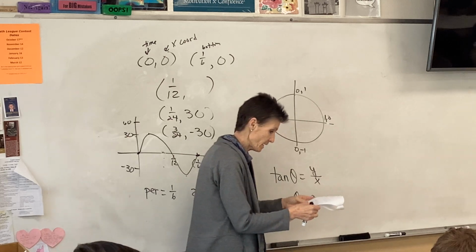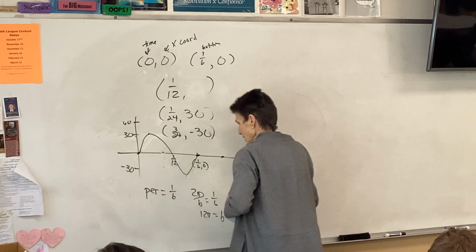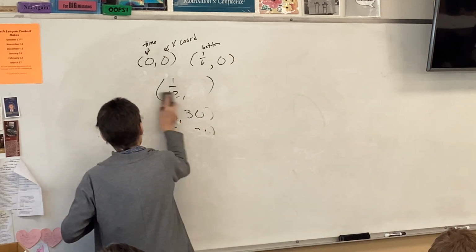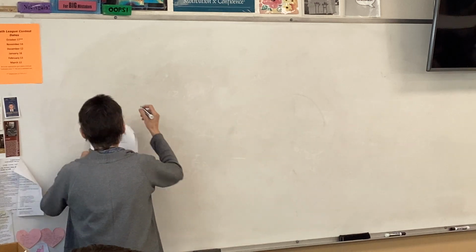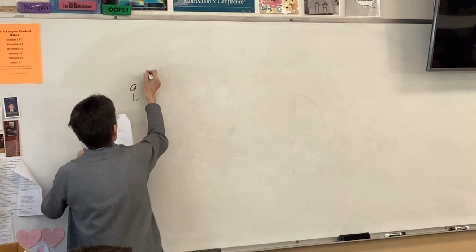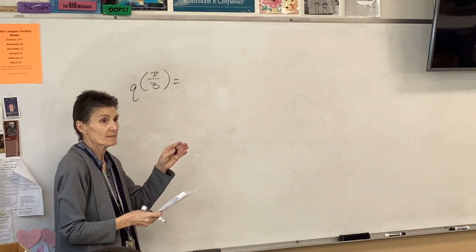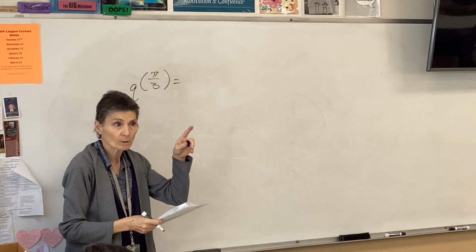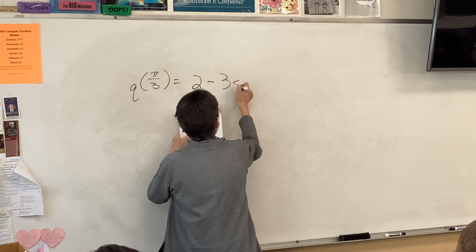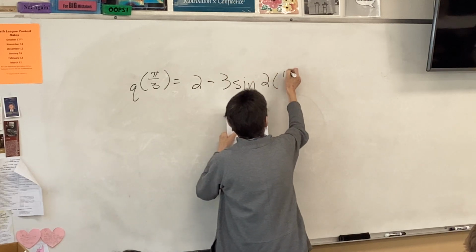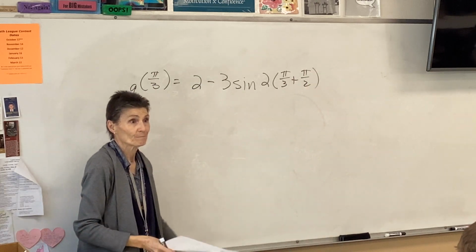The function is defined, find Q of pi over 3. Okay, do not be frightened of this. How do we evaluate functions? What does it mean to find Q of pi over 3? It means take out the variable and put in pi over 3. So 2 minus 3 sine 2 pi over 3 plus pi over 2. So we're just going to evaluate that.